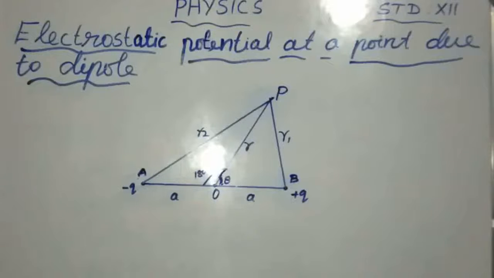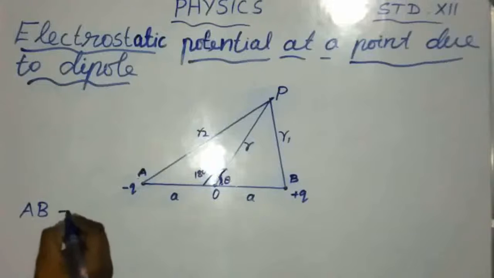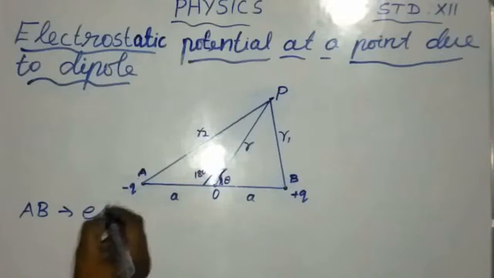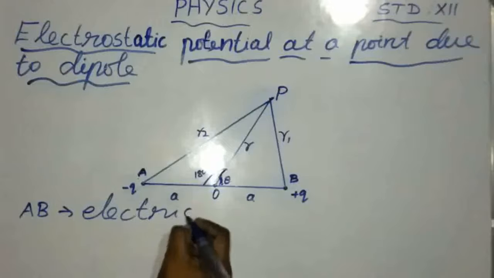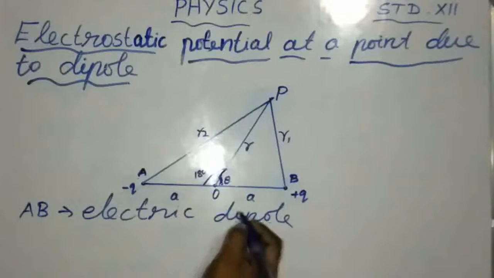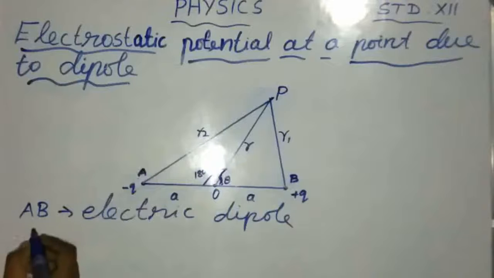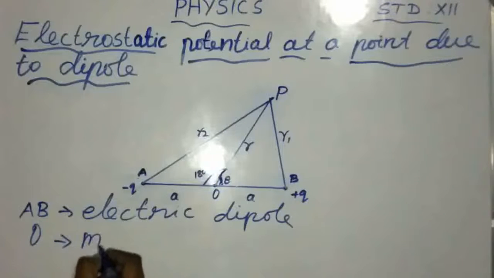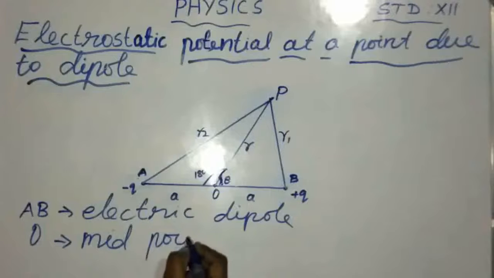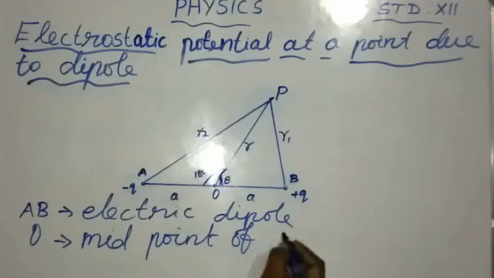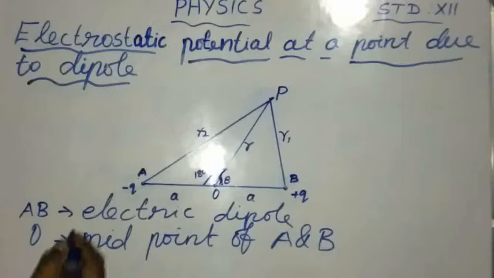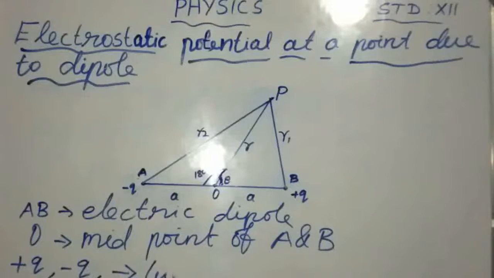Now we are going to explain the terms in the diagram. What is AB? AB is the electric dipole. O is the center point, or midpoint, of AB. Minus Q and plus Q are the two charges.